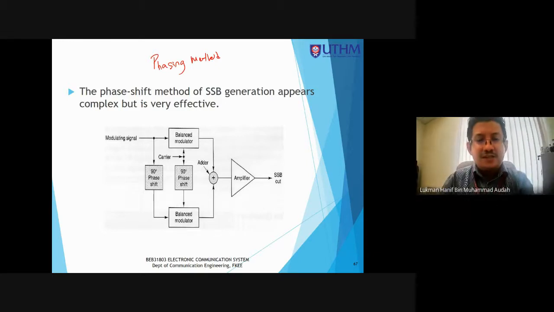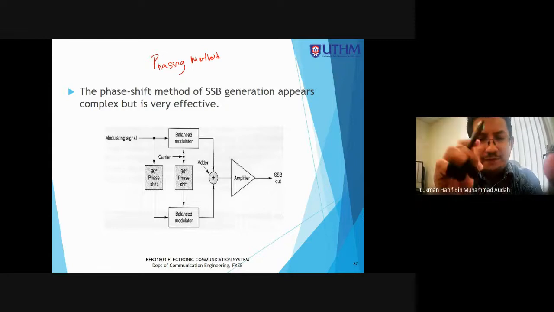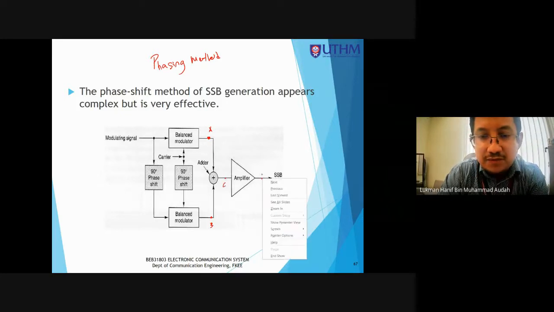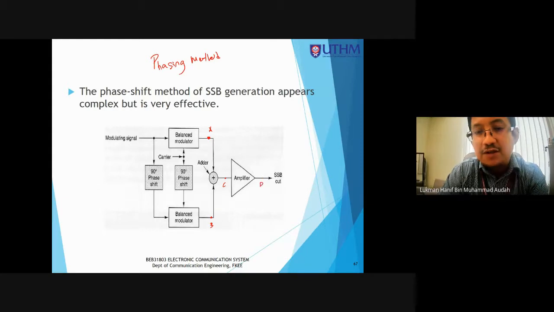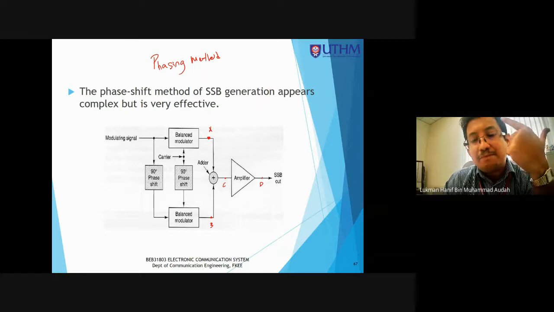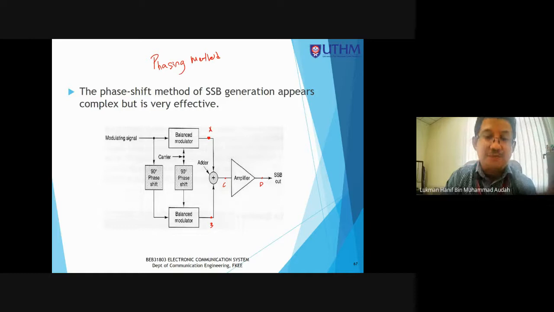Okay. Apa yang ditanya, kalau you lihat dalam bank soalan, student perlu terbitkan persamaan pada poin A, kemudian pada poin B, and then pada poin C, dan juga pada poin D. Okay, terbitkan persamaan. And not only that, we also ask the student to draw the frequency spectrum at point D and also calculate the total power at point D.